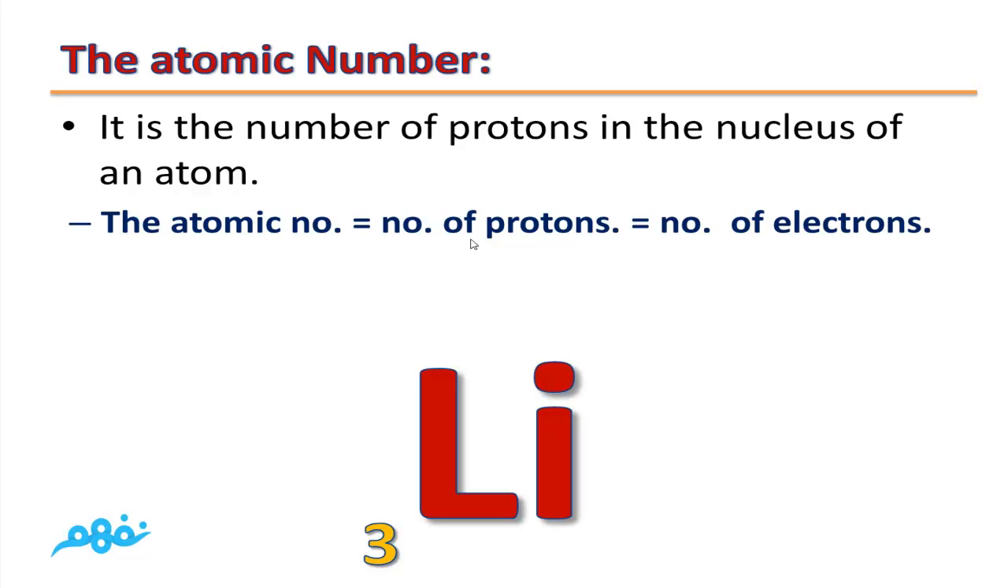So atomic number equals the number of protons, and as we said in the previous question, the atom is neutral because the number of protons is equal to the number of electrons. So atomic number equals the number of protons equals the number of electrons. So the lithium atom contains 3 positive protons and 3 negative electrons.